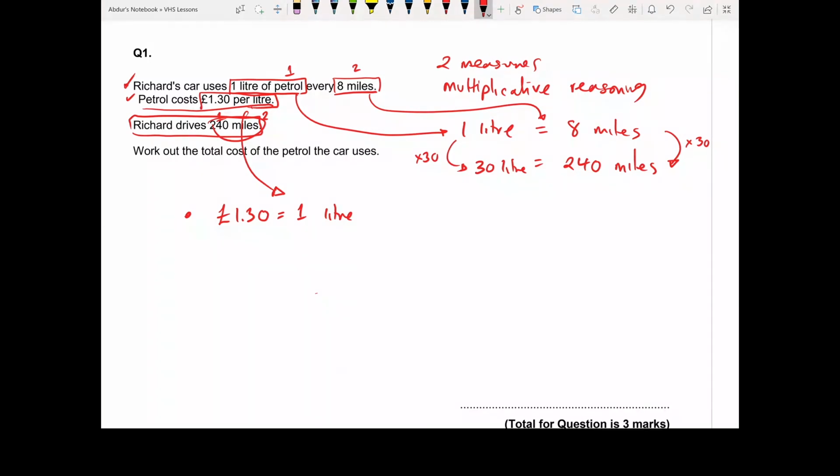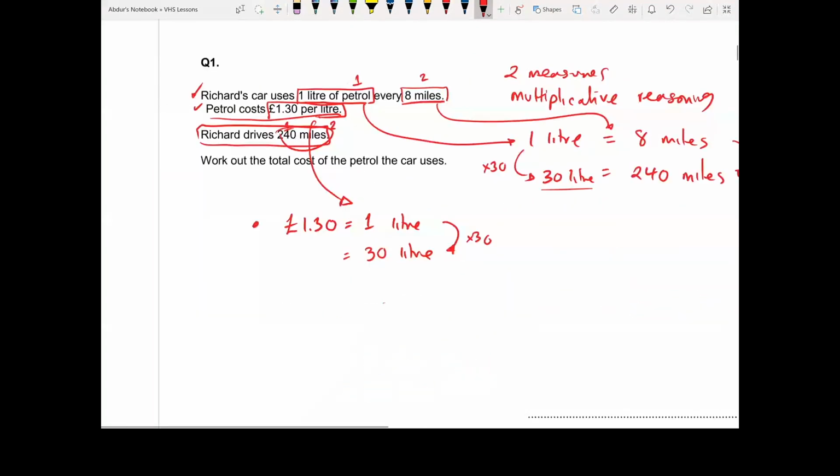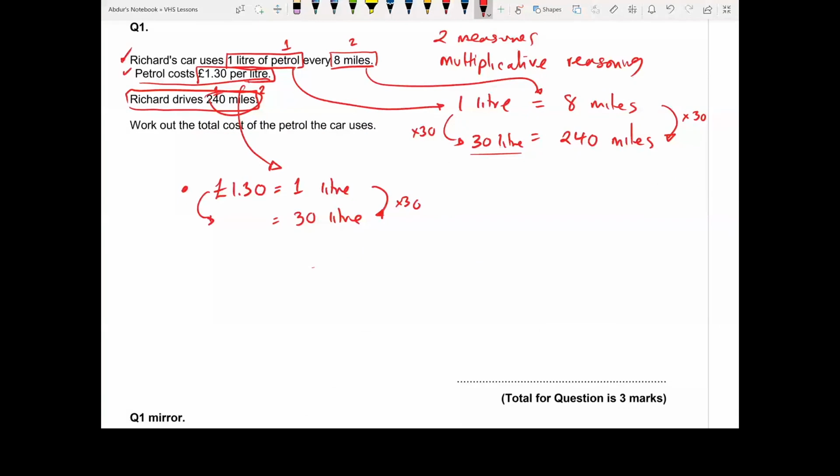From here, I can see that this 30 litres I can then use on the second multiplicative reasoning, and I'll write down 30 litres in the appropriate place. And I can work out the cost of the 30 litres by using this one here, because this one's got litres and pounds. So how do I go from there? Well, it's times by 30. I do the same on this side. Times by 30. And so then that gets me my answer. So if I do £1.30 times 3, that's £3.90. So that's £39.